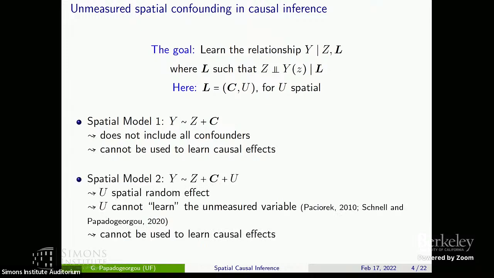But also, if we borrow from the spatial literature and try to include a spatial random effect in this regression model, this spatial random effect cannot learn. It's different. This U here will be different from the actual confounder. It will be used to essentially try to absorb the spatial correlation in the residuals, but it won't be the confounder of the ZY relationship. So none of those two models can actually learn the causal effect of interest. And we need to actually have the unmeasured confounder U if we want to estimate the causal effect.